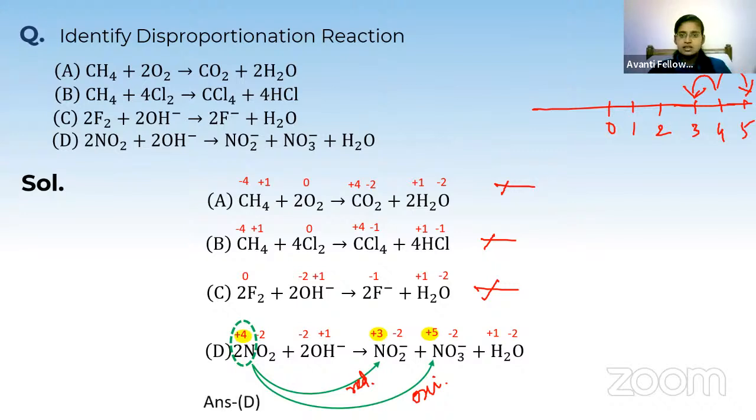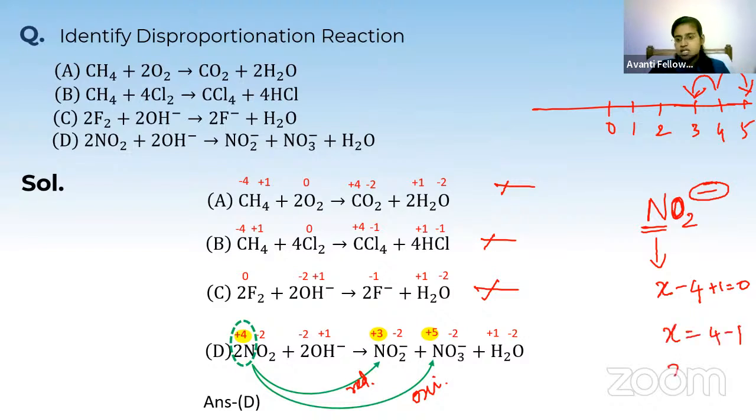Are you all able to understand? If you are facing any struggle in finding out the oxidation number of nitrogen in NO2 minus and NO3 minus, I will teach you. So NO2 minus is there. We are going to find out the oxidation state of nitrogen. Take it as X. Each oxygen will carry -2 charge. So 2 into -2 is -4. And it has also gained 1 electron, so you put +1 equal to 0. So X is equal to +4 minus 1, which is equal to +3.